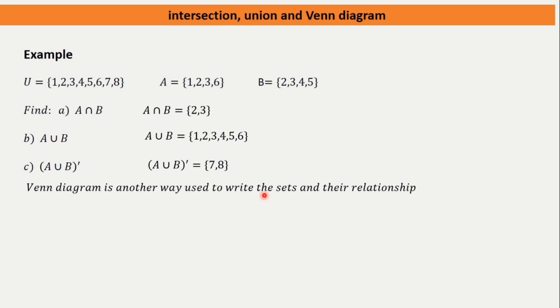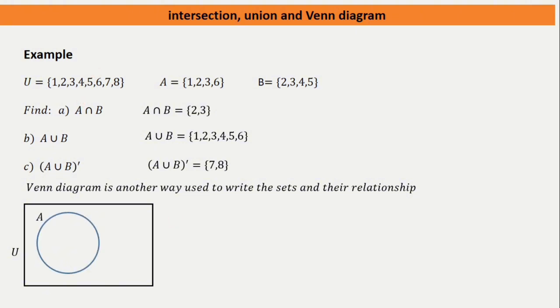Venn diagram is another way used to write the sets and their relationship. This rectangular box stands for the universal set, and this blue circle stands for set A. This red circle stands for set B. This is the intersection of the two sets, and we write what they have in common. In this example, they have in common 2 and 3. In this part of A, we write the numbers that belong only to A, in this case 1 and 6. And in this part of B, we write the numbers that belong only to B. If an element is in the universal set, but not in the other two sets, we write it in the box outside the 2 circles: 7 and 8.